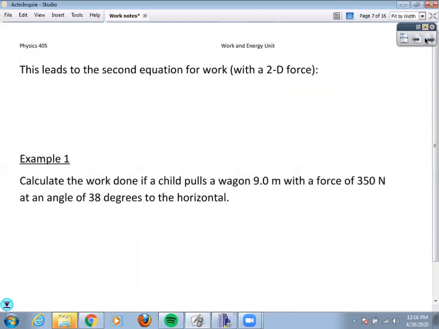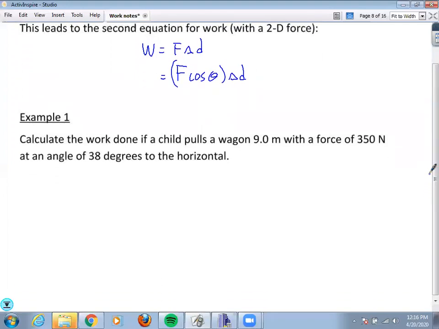So dealing with the 2D force, we know that work equals F delta D, we can write it as F cos theta times delta D, and that would be our formula. Typically, it's written as this, F delta D times cos theta. It doesn't really matter where you write it, but that would be the work for a 2D force.